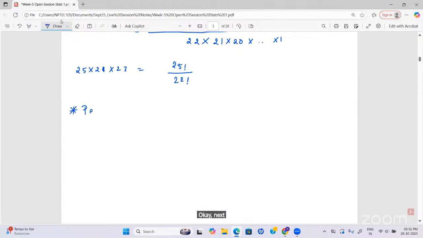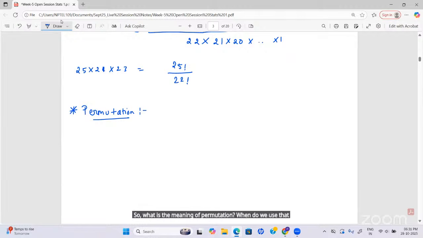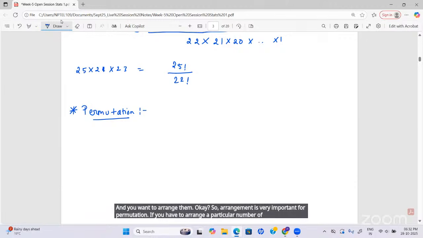Next thing is permutation. We will study permutation in this week, and combination will come in week 6. What is the meaning of permutation? When do we use that? Anyone? Select and arrange. Yes, select and arrange. Suppose you have n number of items and you want to select some or maybe all of the items, and you want to arrange them. Arrangement is very important for permutation. If you have to arrange a particular number of items, then we will use permutation.